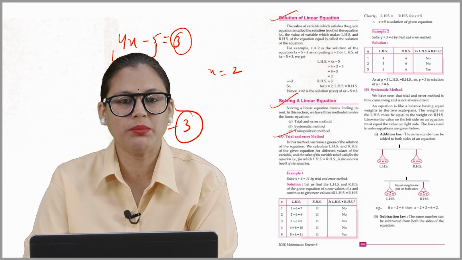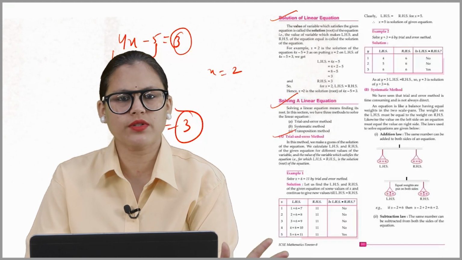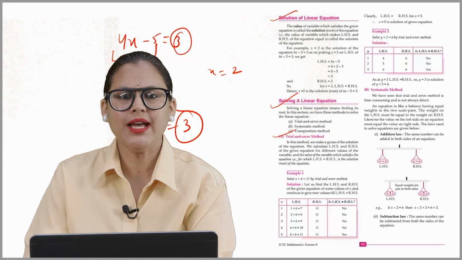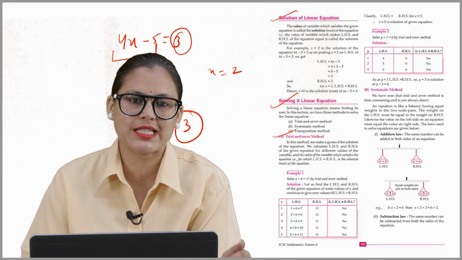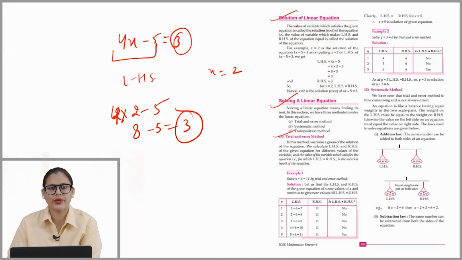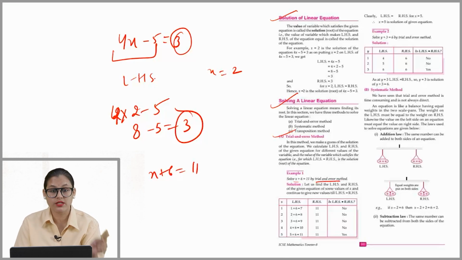In this method, we make a guess of the solution of the equation. We calculate LHS and RHS of the given equation for different values of the variable, and the value of the variable which satisfies the equation, that is for which LHS is equal to RHS, is the solution of the equation. For example, we have to solve x plus 6 is equal to 11 by trial and error method.